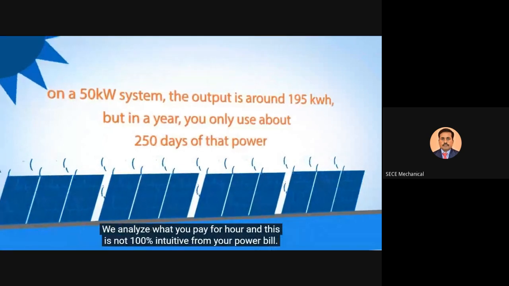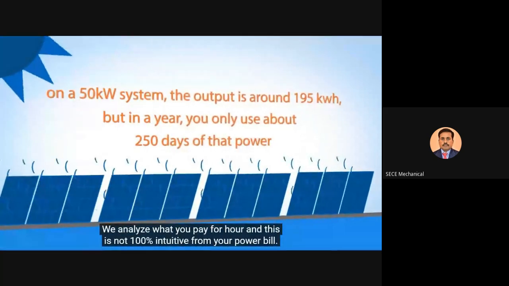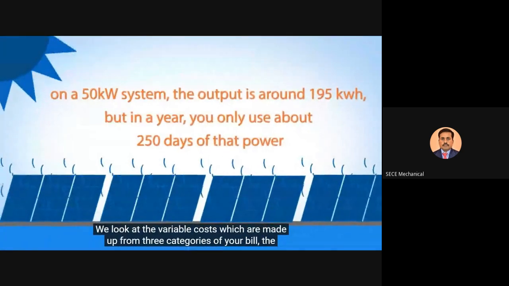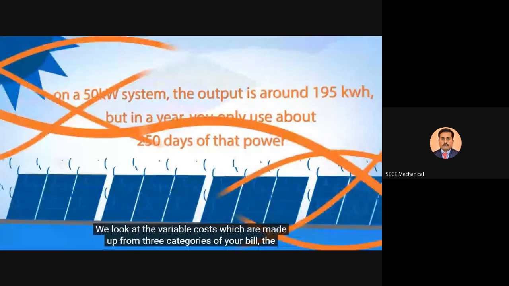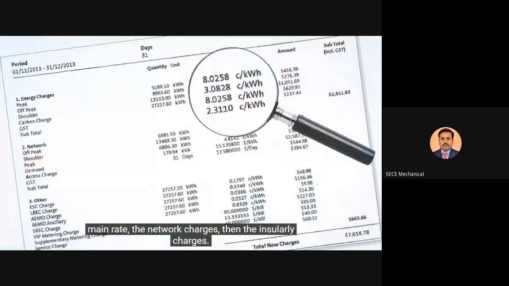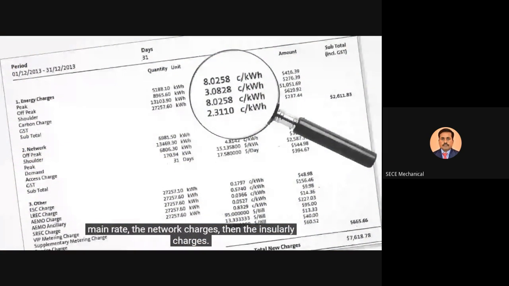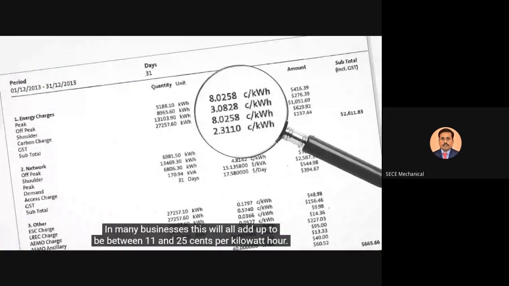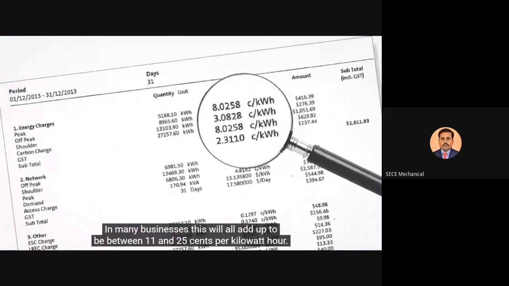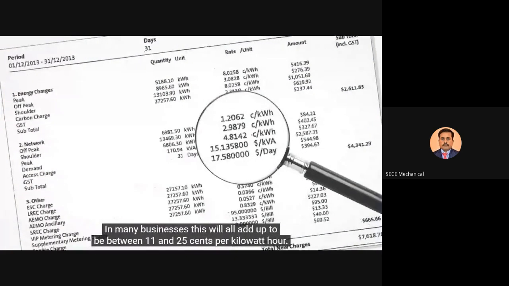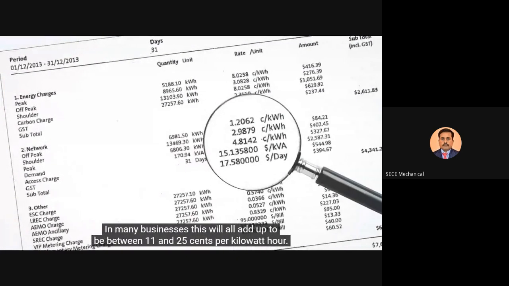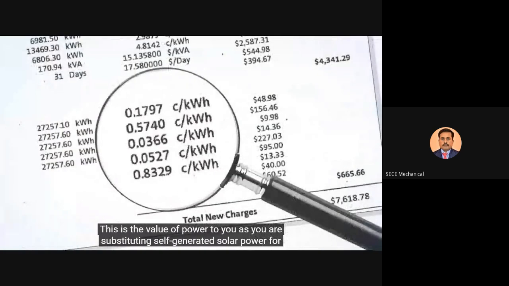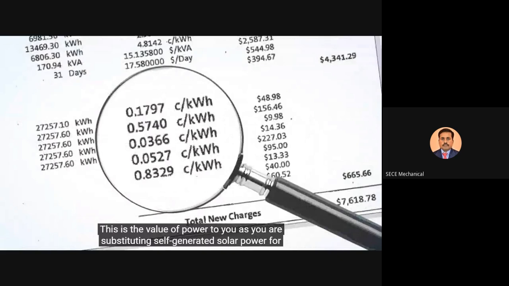We analyze what you pay for power, and this is not 100% intuitive from your power bill. We look at the variable costs, which are made up from three categories of your bill: the main rate, the network charges, then the ancillary charges. In many businesses, this will all add up to be between 11 and 25 cents per kilowatt hour. This is the value of power to you, as you are substituting self-generated solar power for grid power.